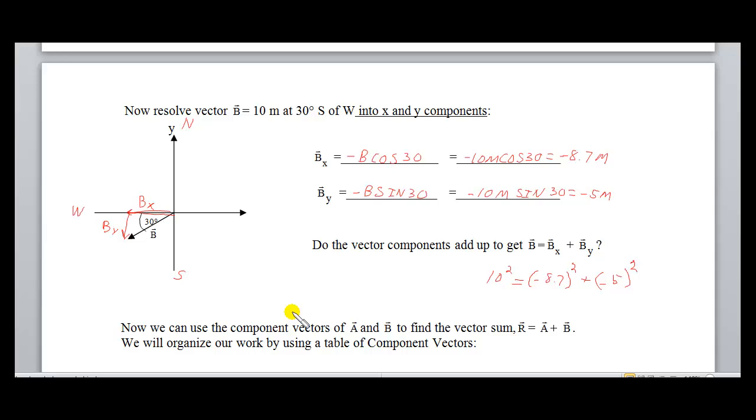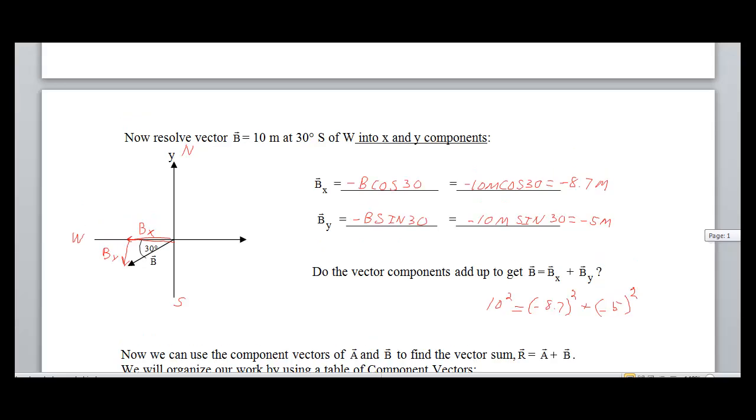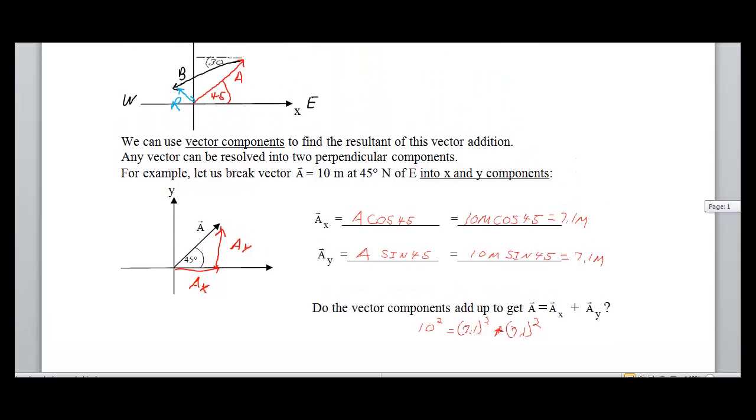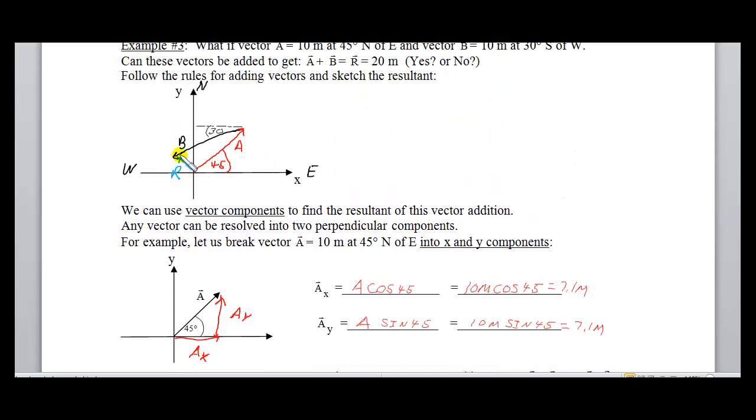Now we can use the component vectors of vector A and vector B to find the vector sum. Remember, we wanted to find the vector sum, r equals the sum of vector A and vector B. In other words, remember what we wanted to accomplish. We wanted to find my vector sum, which is basically this resultant right in here. We've broken vector A up into x and y components. We've broken vector B up into x and y components. And now we want to find this resultant of the vector sum of A and B.